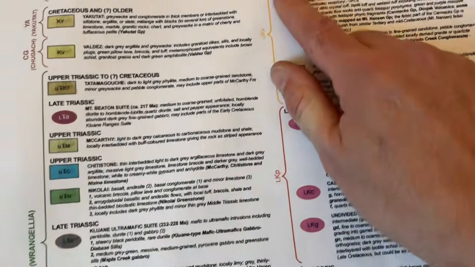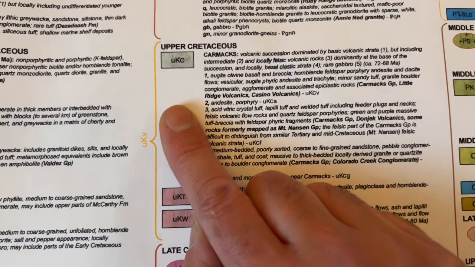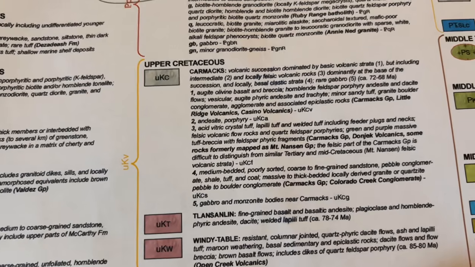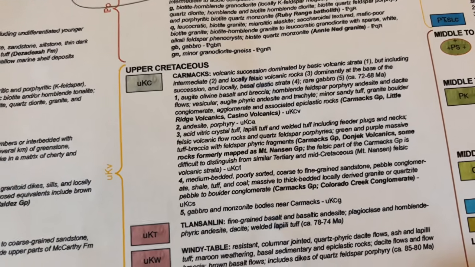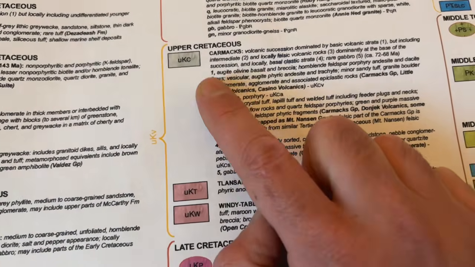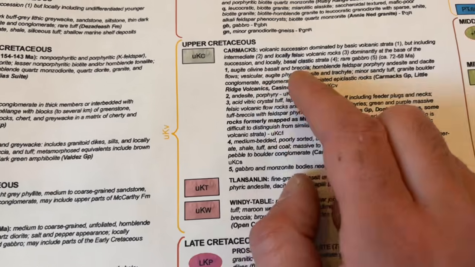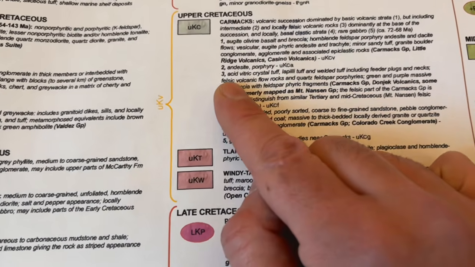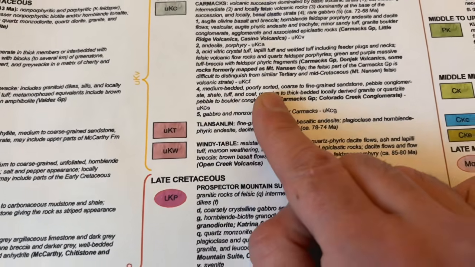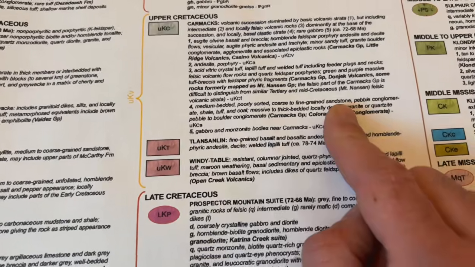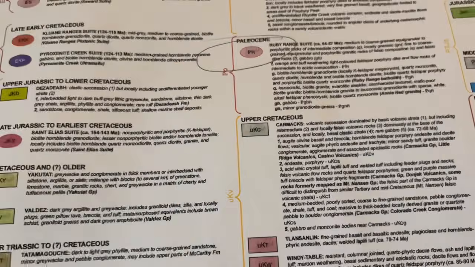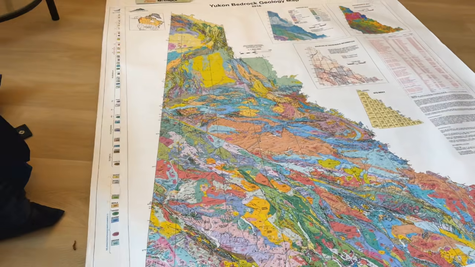But yeah, here's the UKC, the Upper Cretaceous Carmacks, and it basically says it's a volcanic succession dominated by basic volcanic strata. But there's a lot of different units within there. So there's the Alvine basalt and breccia, and then there's andesite. There's tuff, lapilli tuff. There's poorly sorted fine-grained sandstones. There's gabbro. There's a whole bunch of different things that are part of the Carmacks. There you go. There's the Yukon map.